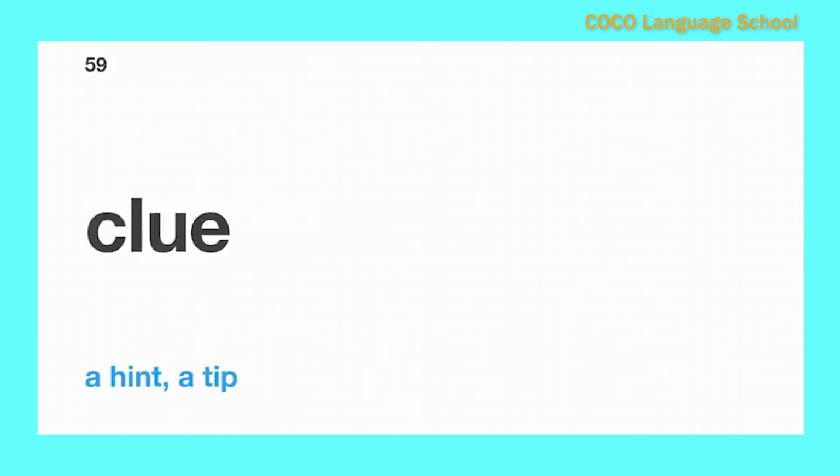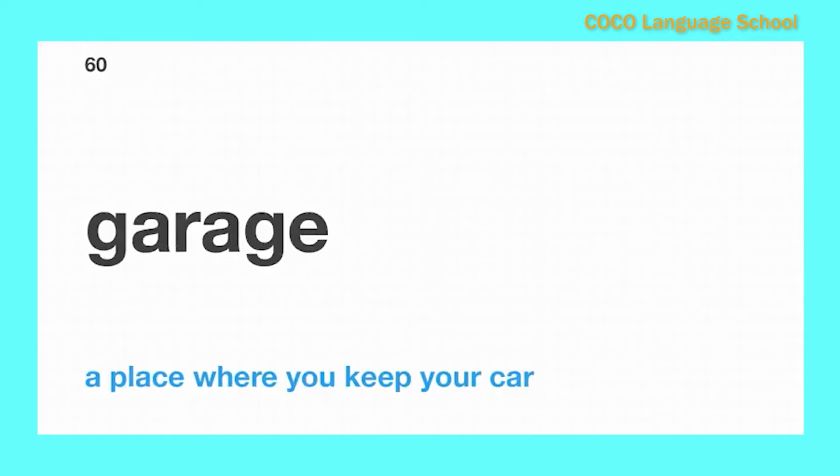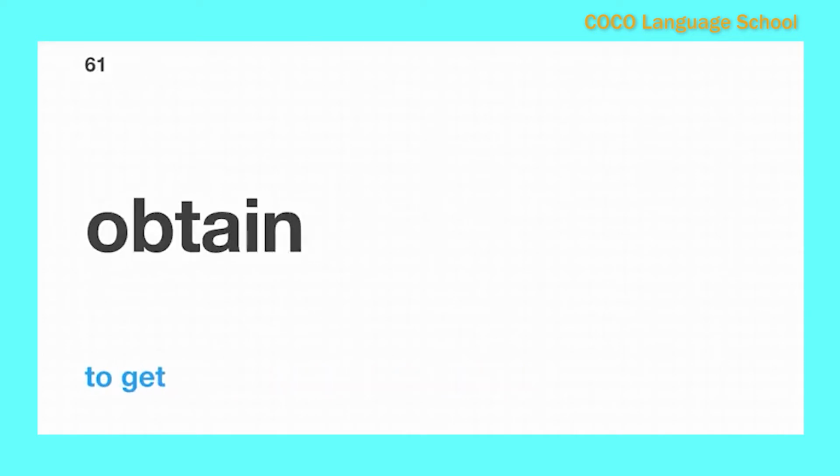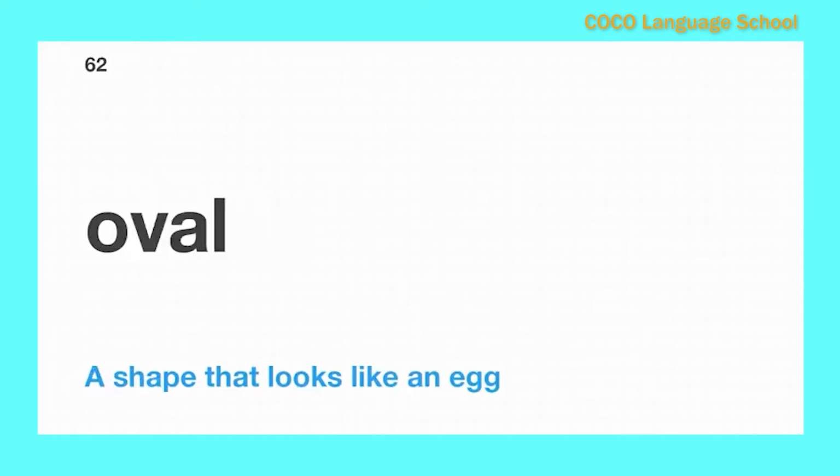A hint, a tip. Clue. A place where you keep your car. Garage. To get. Obtain. A shape that looks like an egg. Oval.